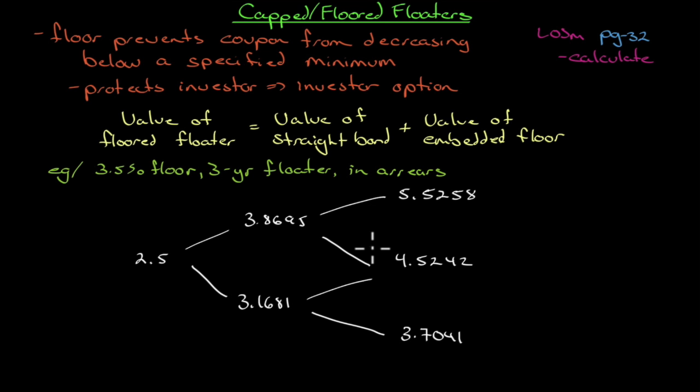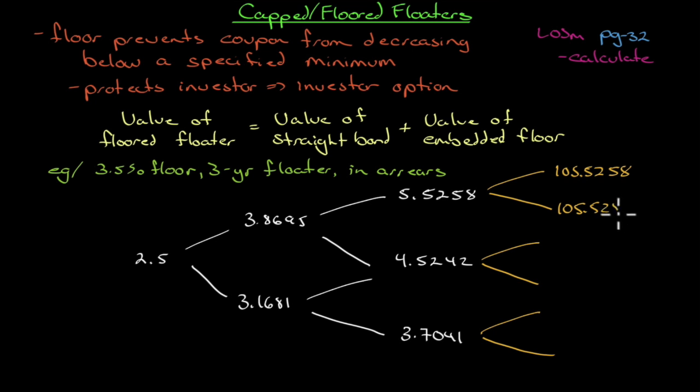So let's look at our example again. This time we're going to put a 3.5% floor on a 3-year floater in arrears, and let's draw out our payoffs in year 3. Here we will have 105.5258 on both arms. Those are fine. 104.5242 and 104.5242. Those are fine. And 103.7041, 103.7041. Those are fine. You will find that in caps, the further out you go, the more you have to cap your rates.